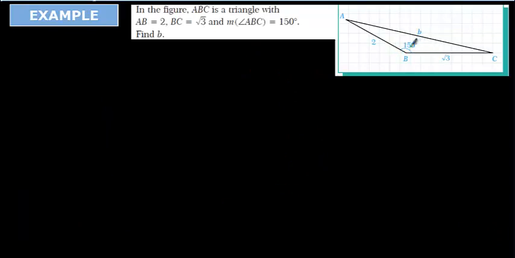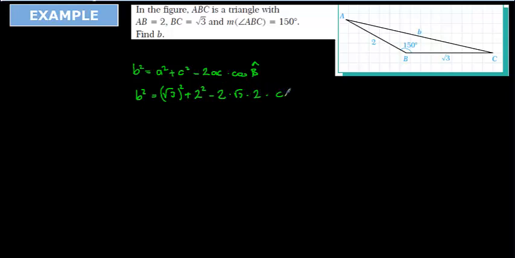Here the angle is 150 degrees and 2, 3 are the other sides, and we are trying to find the side b. So we are going to use the same formula. b squared is equal to the other two sides, a squared plus c squared, minus 2ac times cosine B. Okay, b squared is equal to a squared, which is the opposite root 3 squared, plus c squared, 2 squared, minus 2 times a times c, 2 times root 3, times cosine 150.